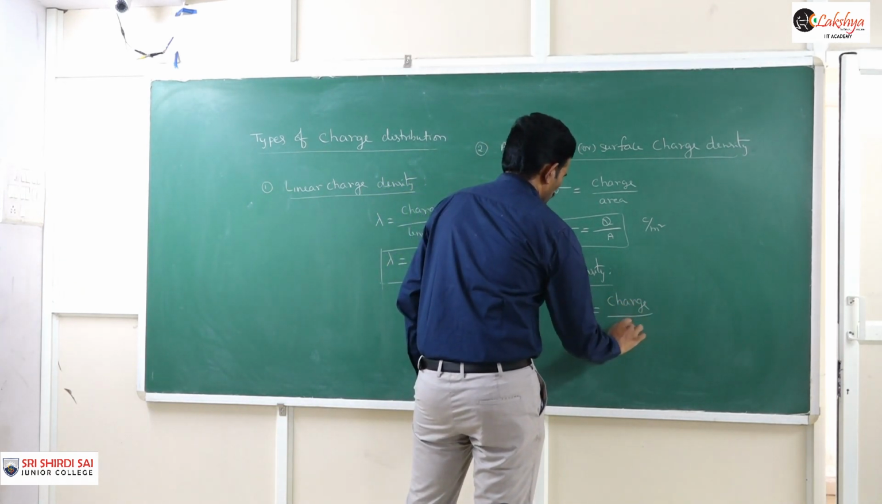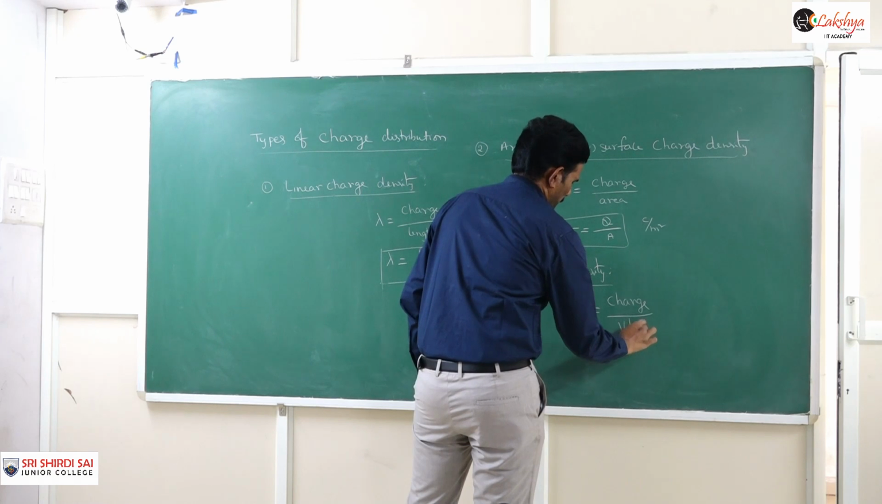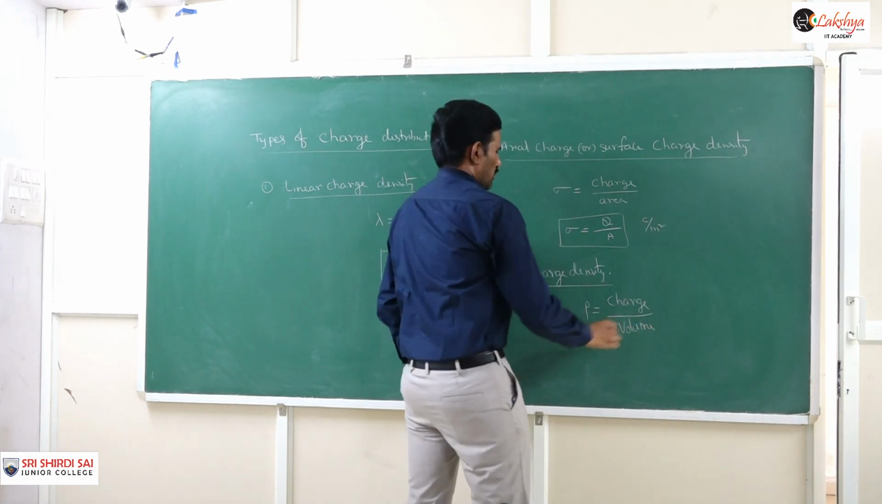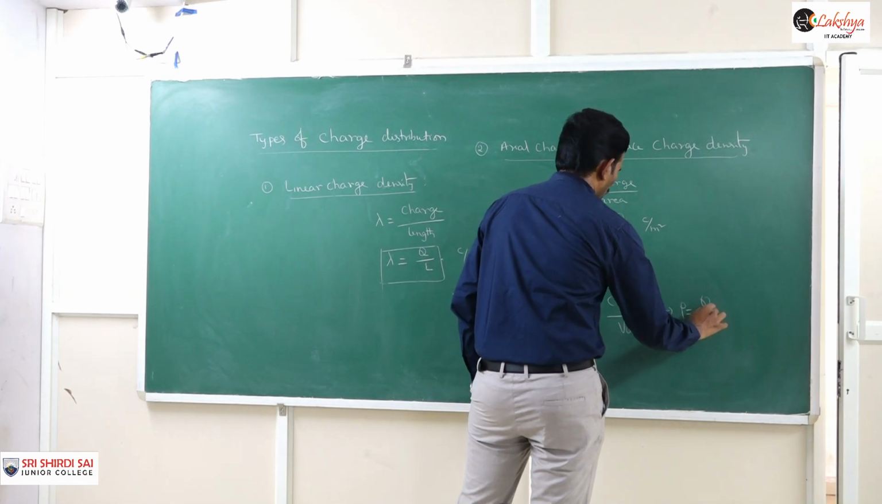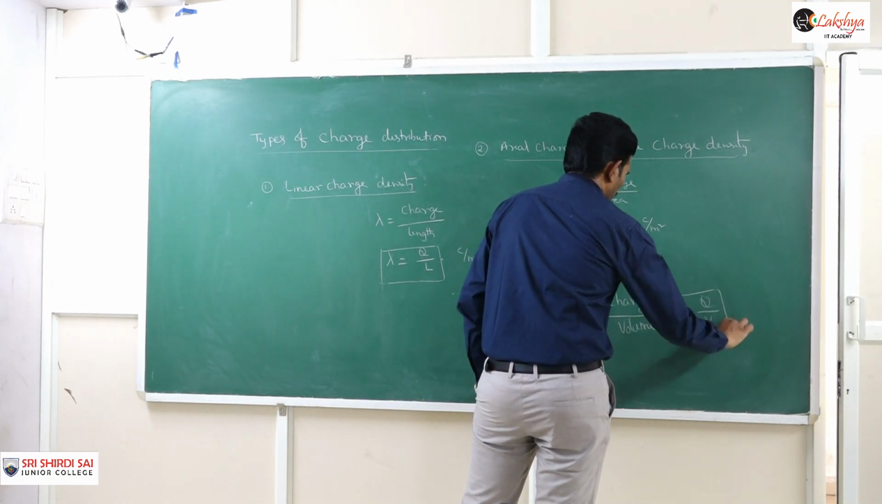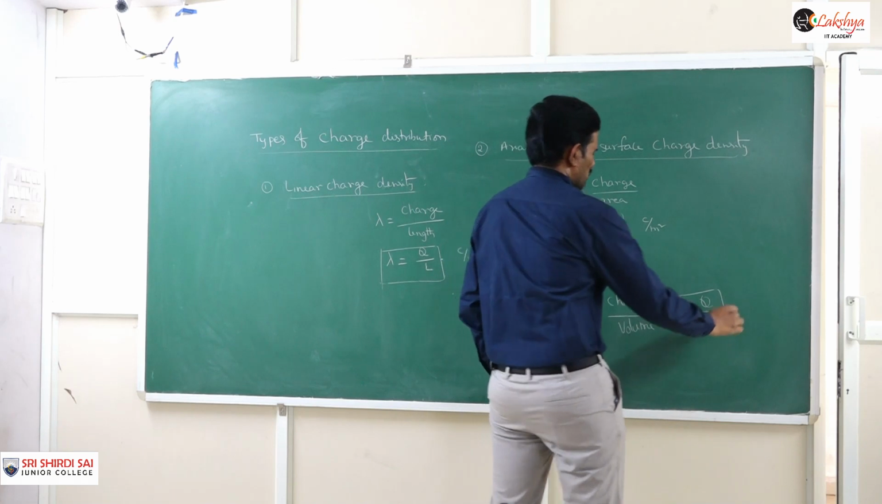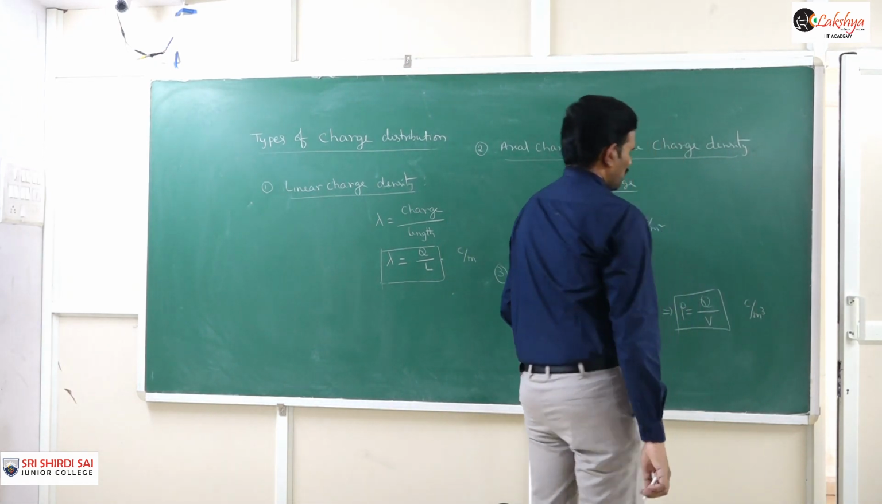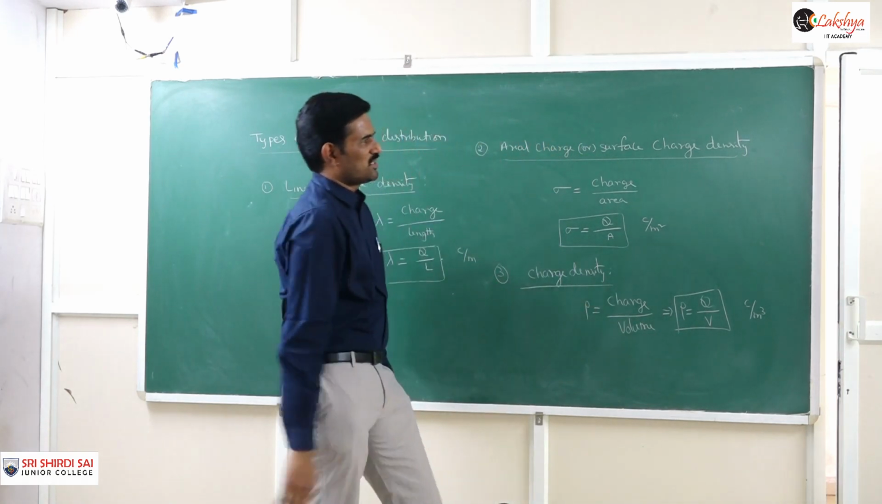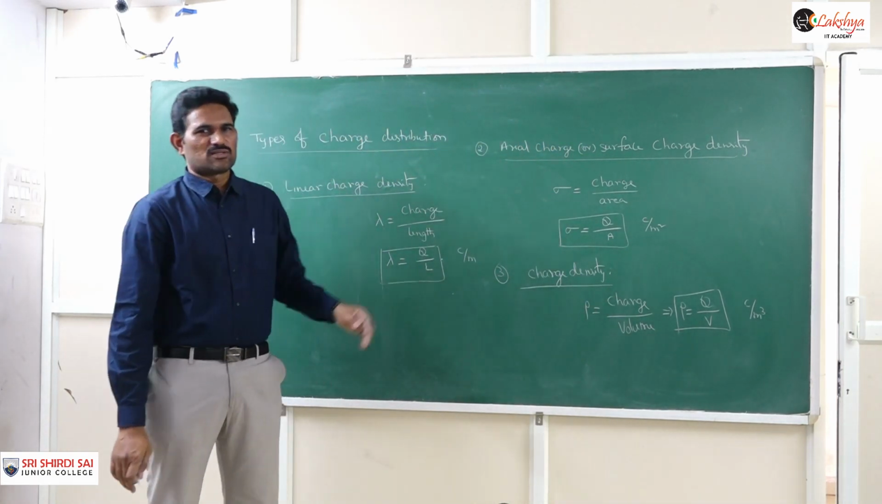So charge per unit volume. And so therefore I can write this as rho is equal to Q by volume. We need to write the volume in which the charge is distributed, and so this is coulomb per meter cube. So these are the three types of charge densities we use here in continuous charge distribution problems.